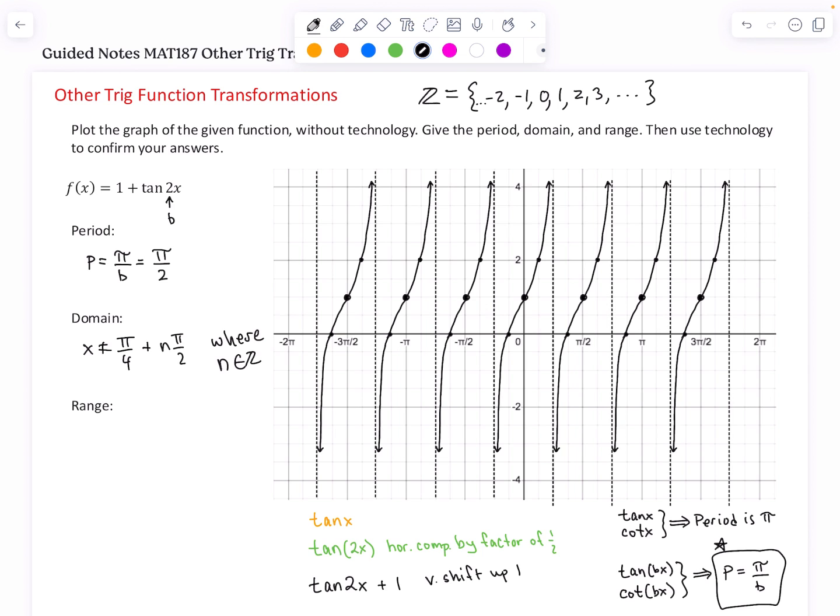Now the range, if you look at just one portion of this curve, you can see that it goes down forever with one asymptote and up forever with the other asymptote, so all y coordinates are possible. So we can say y is an element of the real numbers, or we can write that symbol in interval notation, negative infinity to infinity. Now let's confirm with technology.